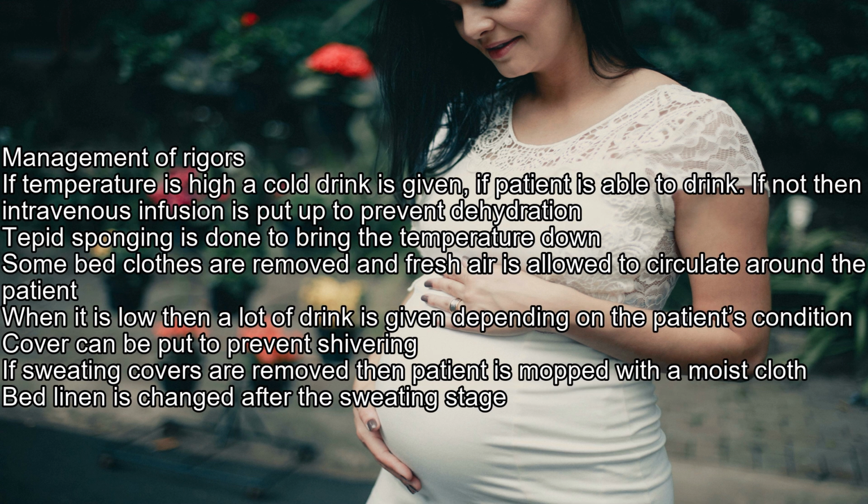If temperature is high, a cold drink is given if the patient is able to drink. If not, then an intravenous infusion is put up to prevent dehydration. Tepid sponging is done to bring the temperature down. Some bedclothes are removed and fresh air is allowed to circulate around the patient.